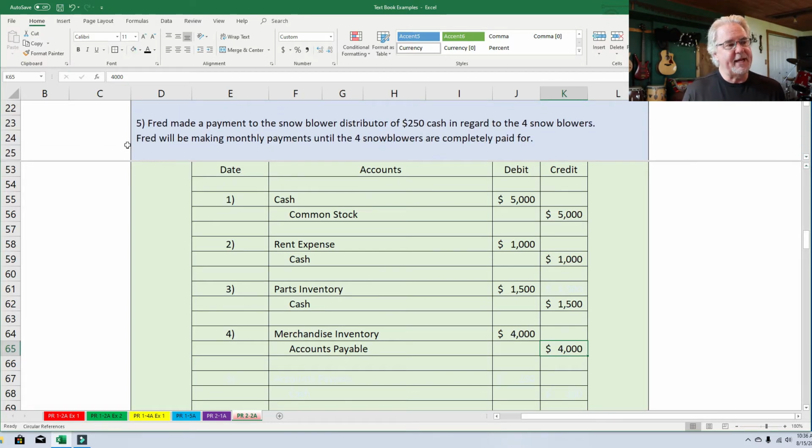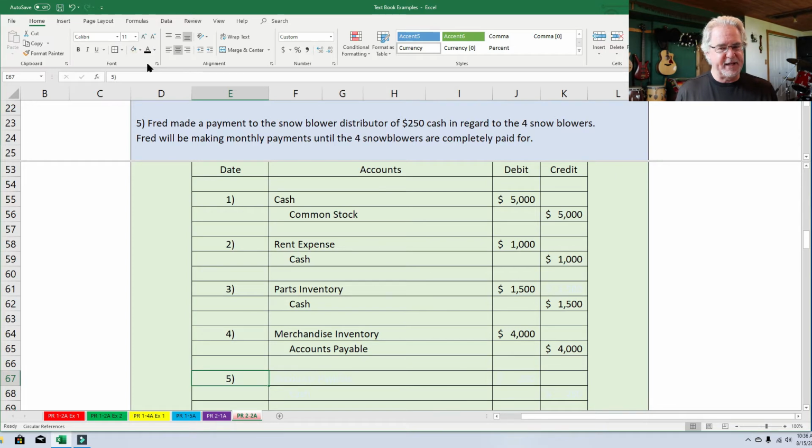Now, Fred paid a payment to the snowblower distributor of $250 cash in regard to the 4 snowblowers. Fred will be making monthly payments until the 4 snowblowers are completely paid for. So here's transaction number 5.